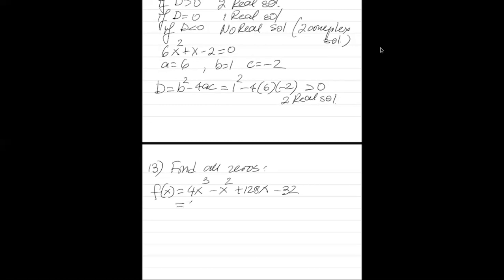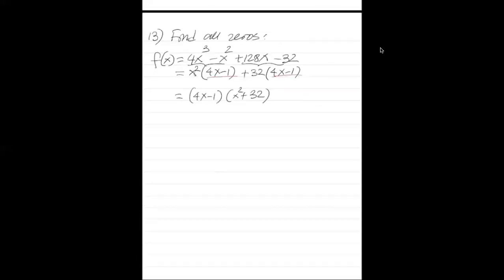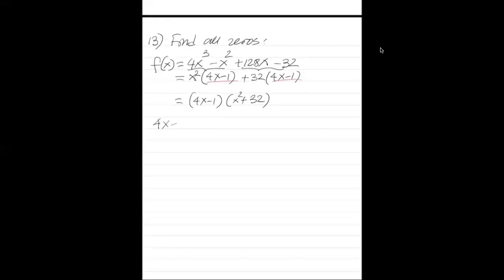The first 2 have a common factor, and that's x squared, and inside 4x minus 1. The other 2, we have common factor 32, inside 4x minus 1. So 4x minus 1 is common. We'll factor it out, and what's left is x squared plus 32. Now, we take each factor and we set it equal to 0 and we solve for x. So here is 1 real solution.